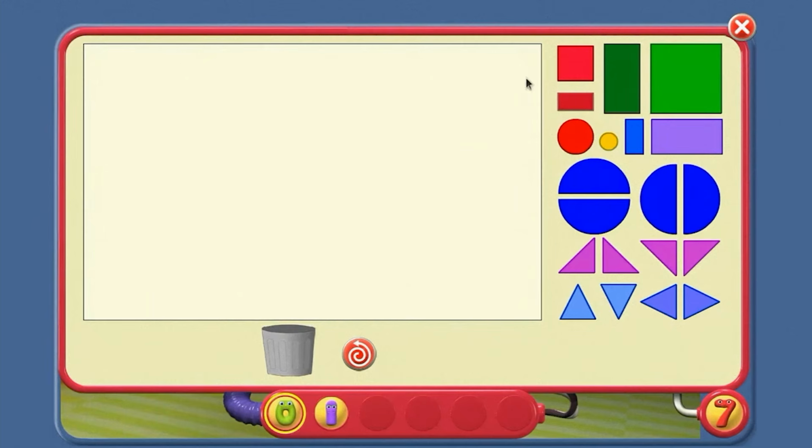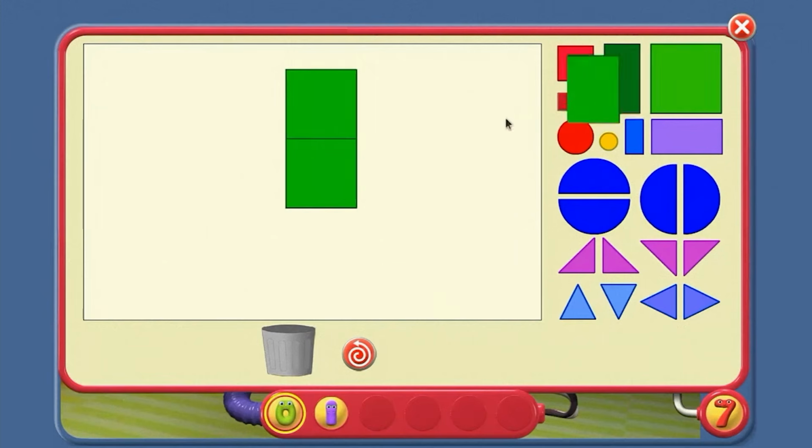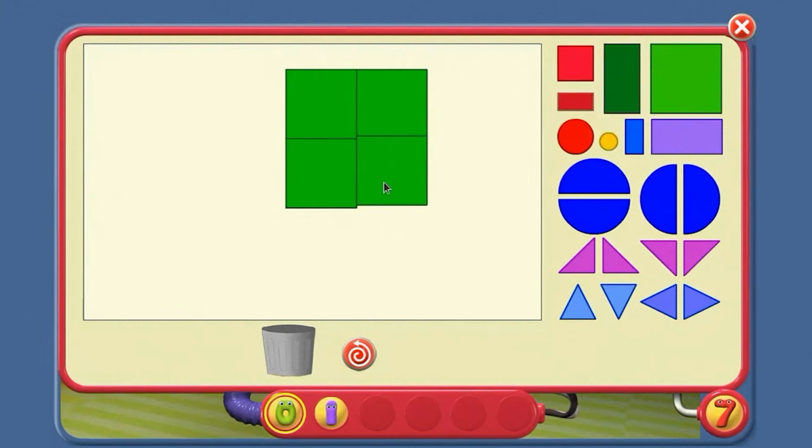OK, let's start with a big square. 1 square. Can we make a huge square with more big squares? Doesn't work with 2. Or 3. But is 4 a square number? Yes, 4 big squares make a huge square.